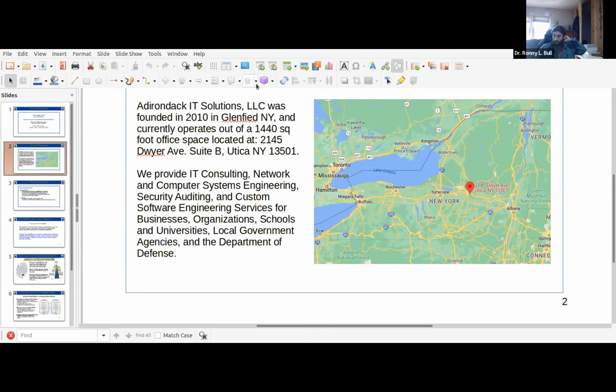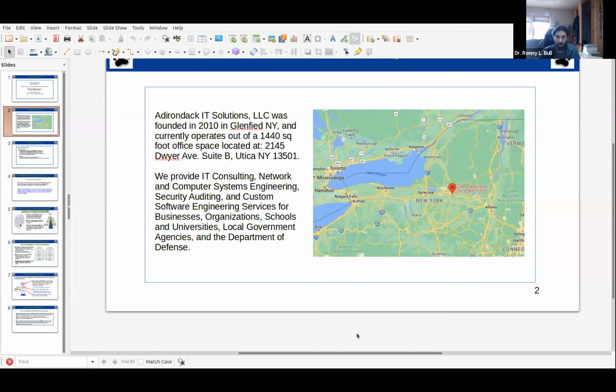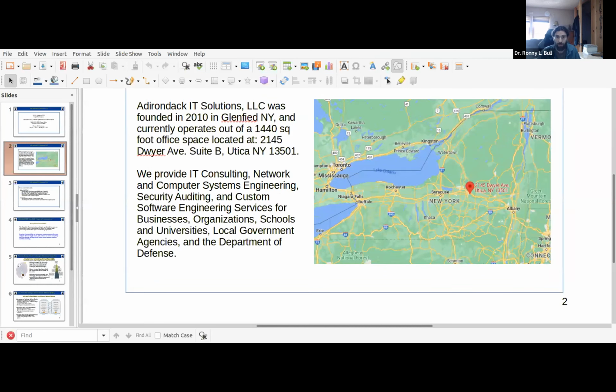So we are Adirondack IT Solutions. Like I said, we are located in central New York, pretty much smack dab in the center of New York here. We provide IT consulting, networking, computer systems engineering, security auditing, and custom software engineering services for different organizations, schools, local governments, and the Department of Defense. So that's just a general bit about us. Next slide, please.